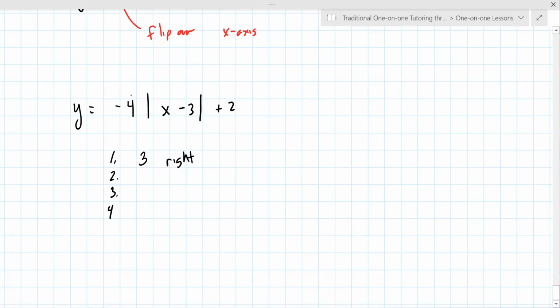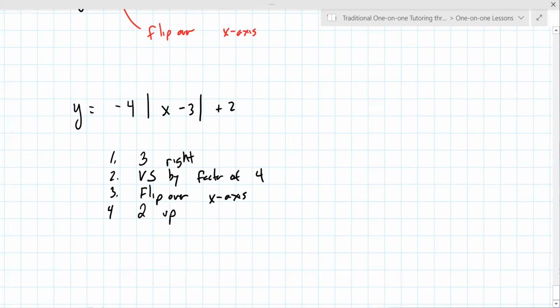Then you would multiply by 4. And since 4 is on the outside, it's a vertical stretch by a factor of 4. Then you have to deal with this negative. This negative is a flip over the x-axis. Then you would deal with this 2. That's 2 up.